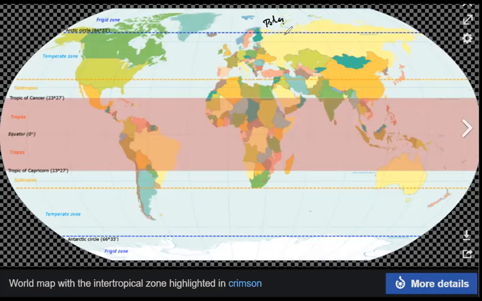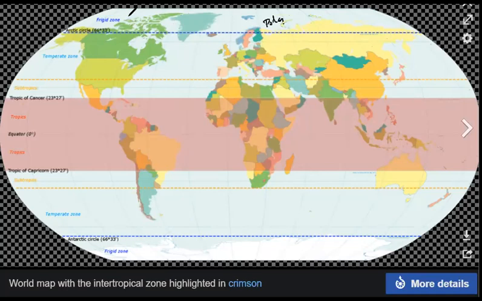Now you see between this blue line and red line, between this Arctic Circle and this Tropic of Cancer, what do you think? This region would be kind of moist, a temperate kind of zone.